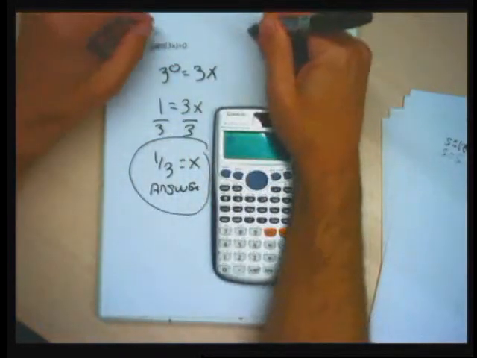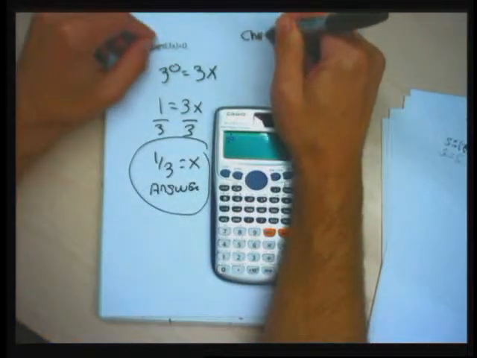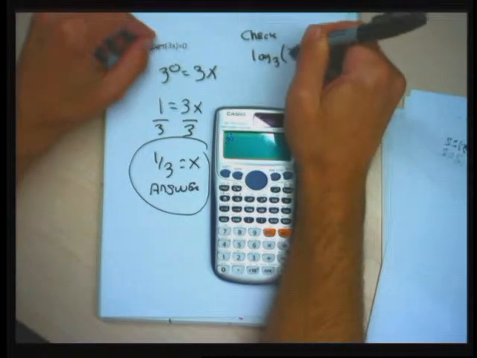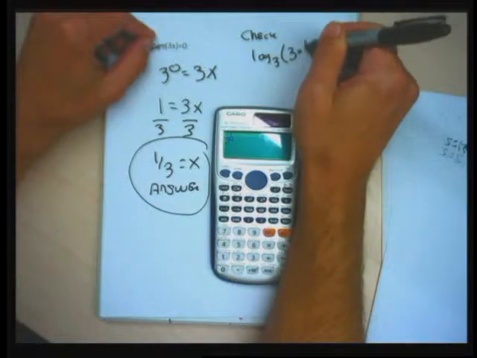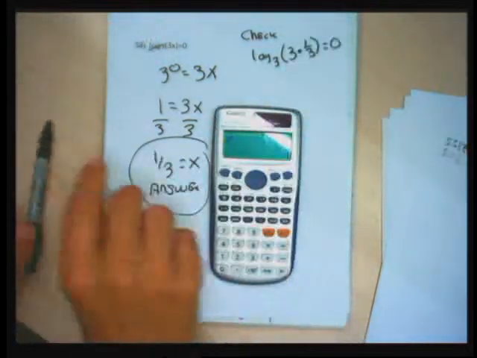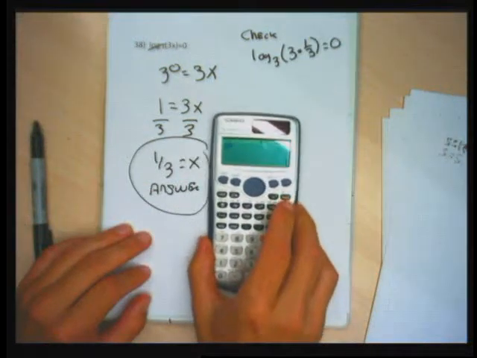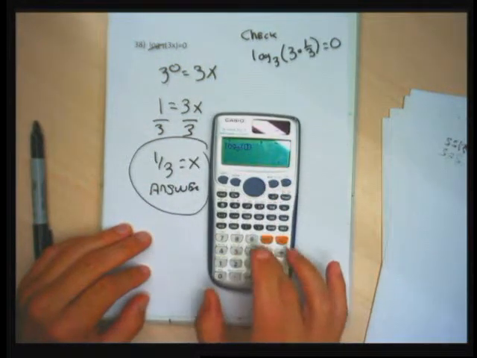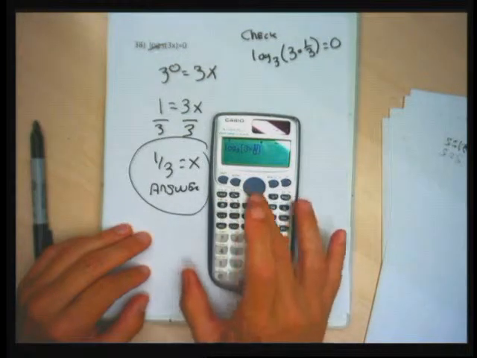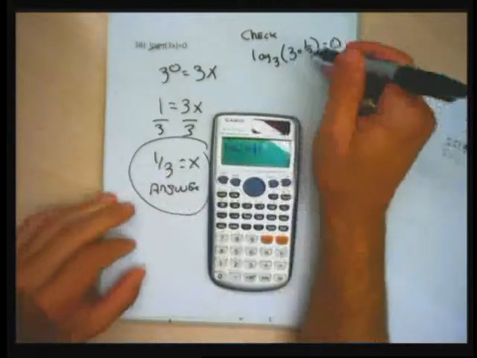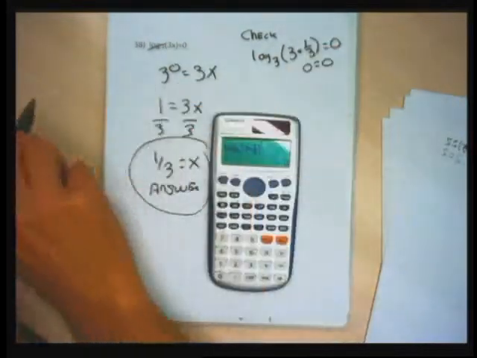For my checking, I'll see if the log base 3 of 3 times 1/3, and I'm going to put a times sign as opposed to a parentheses. So I'm going to check that. So log base 3 of 3 times the fraction 1/3. I was afraid to use the parentheses after my last checking disaster. And this gives me 0 equal to 0, so I'm fine.